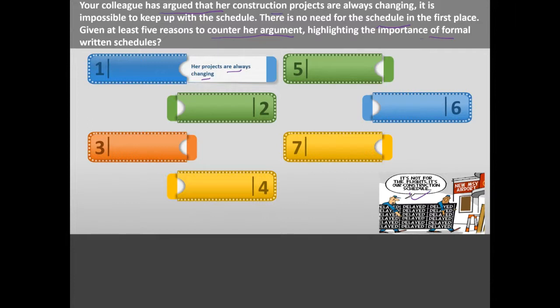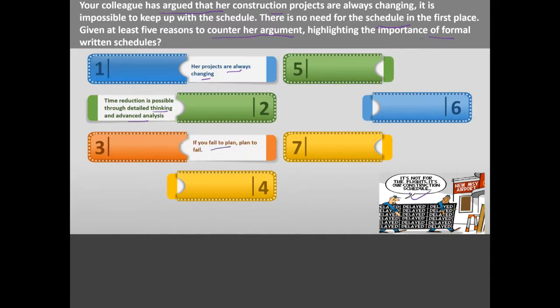So it's not an opportunity to get away from planning, but rather the planning needs to be taken more seriously. Time reduction is possible through detailed thinking and advanced analysis. So the whole process of developing a logic diagram and the bar charts encourage very detailed thinking and logical understanding, which helps the planning effort. And as it's commonly said, if you fail to plan, you plan to fail.